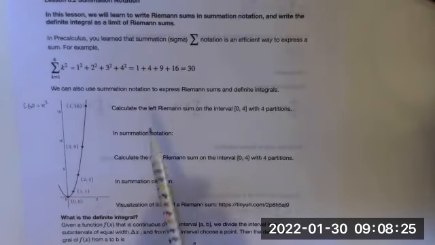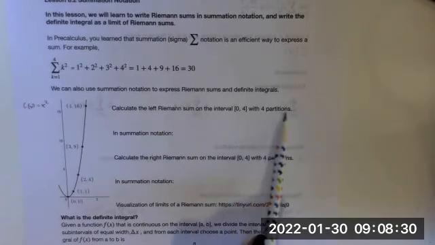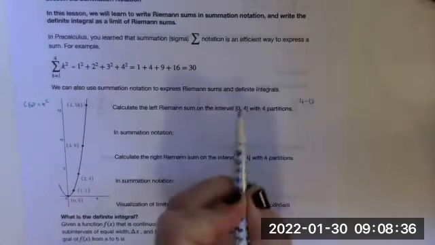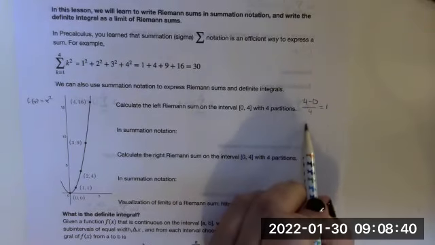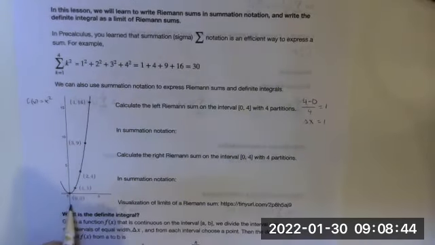The first question is: calculate the left Riemann sum on the interval [0, 4] with 4 partitions. So 4 partitions means that if I take the interval 0 to 4, 4 minus 0 divided by 4 is 1. So my delta x is going to equal 1. That should look pretty clean. We've got from 0 to 1, 1 to 2, 2 to 3, and 3 to 4.